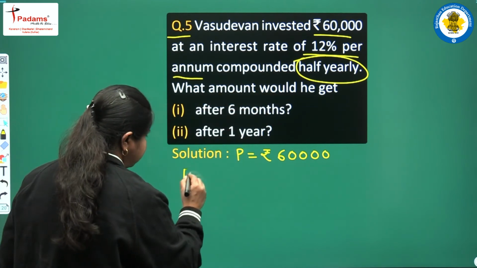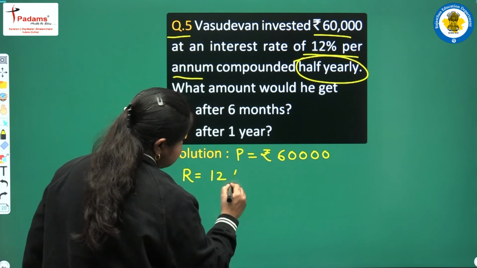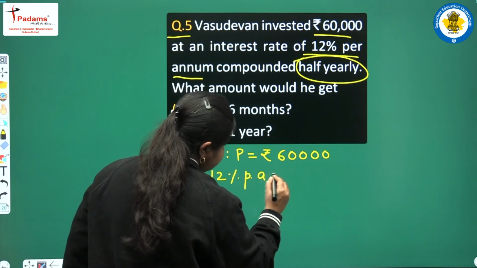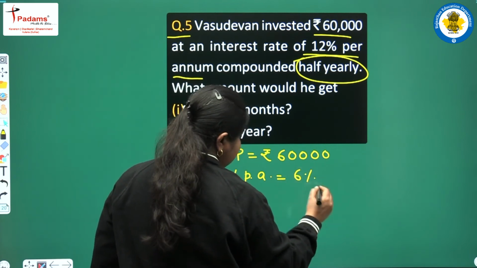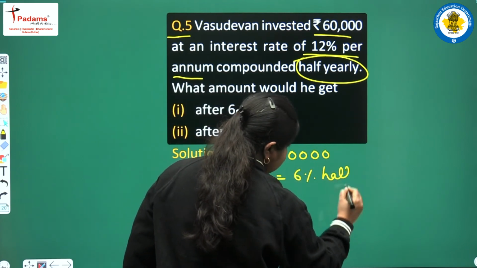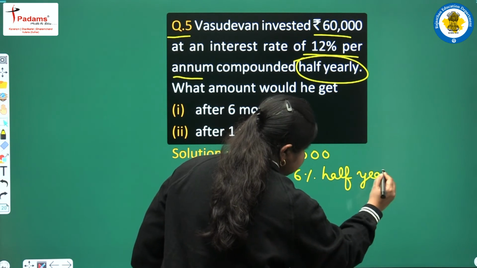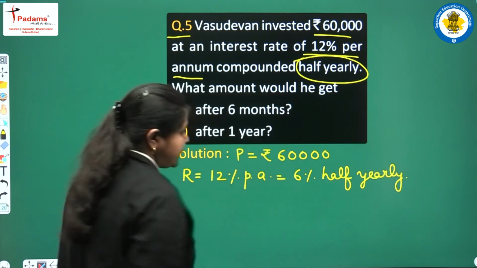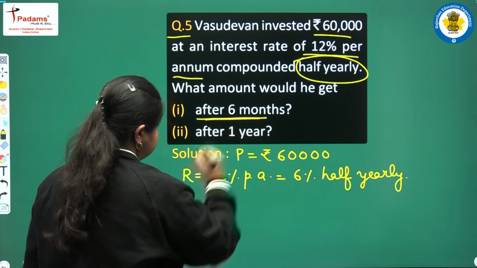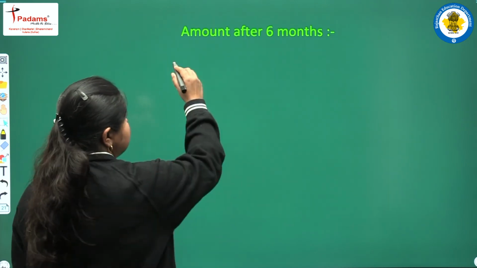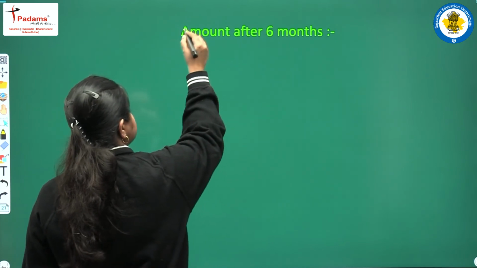So the rate will be 12% per annum for the whole year, and for half yearly what will it be? 6%, half, in case of half yearly computation. Okay, now we take the case first when the time is 6 months. Let us take that case. Amount after 6 months.